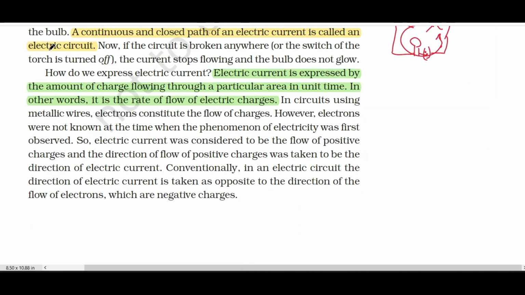Okay, let's move on. How do we express electric current? Electric current is expressed by the amount of charge flowing through a particular area in a unit time. In other words, it is the rate of flow of electric charges. So in any wire, let's say this is your wire and this is its cross section, meaning you have cut the wire in the middle, then from this point, how much charge, represented by Q, flows in one second, that is your current.